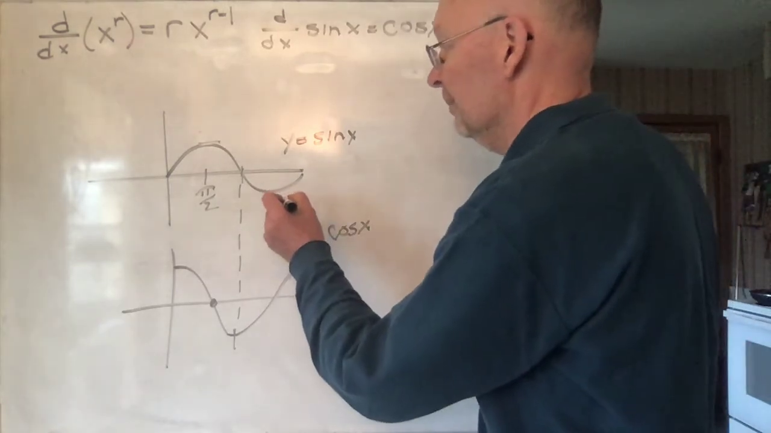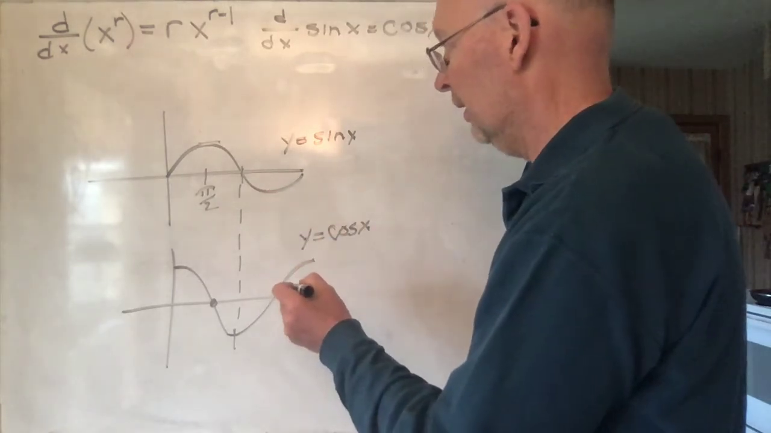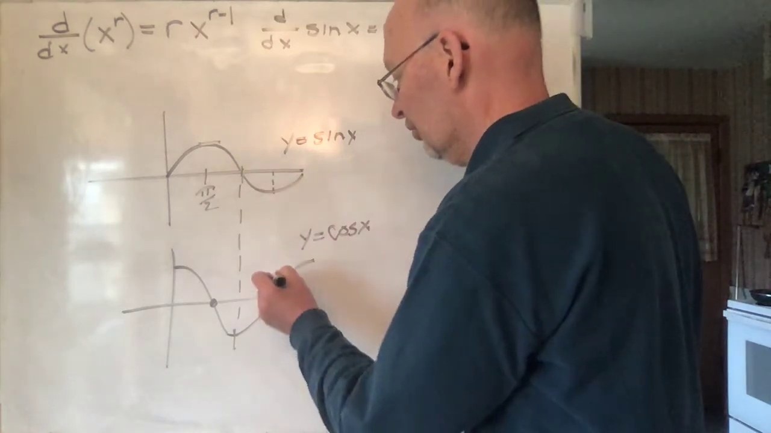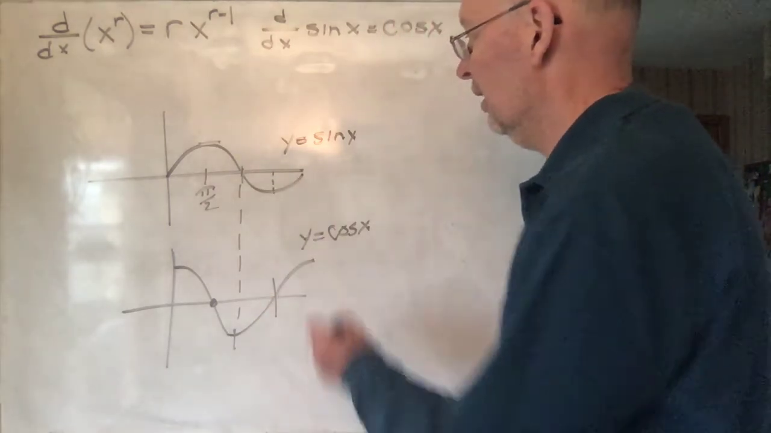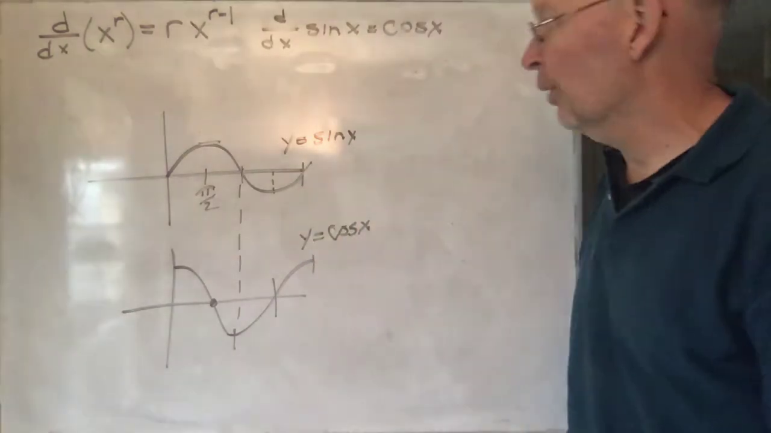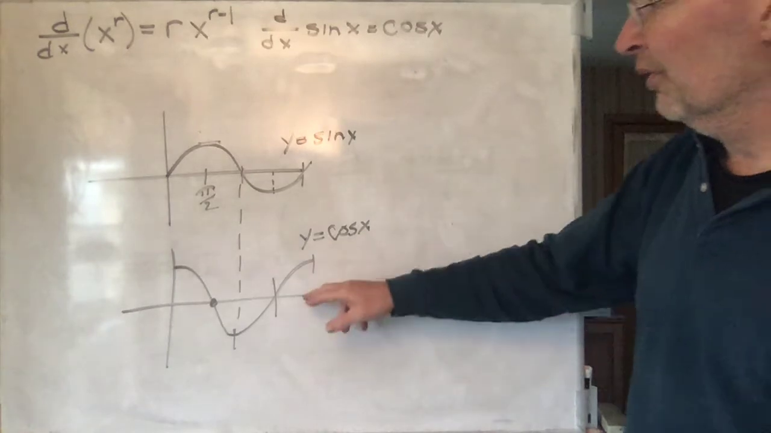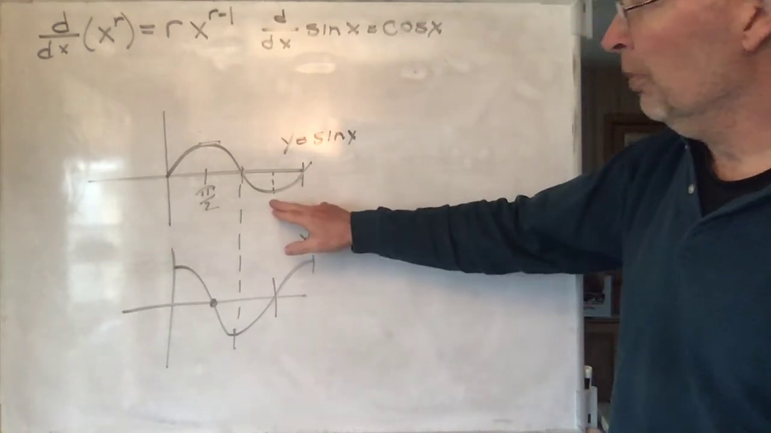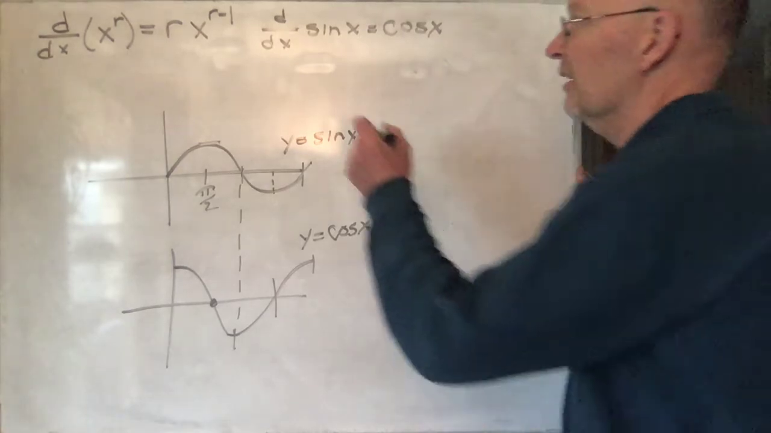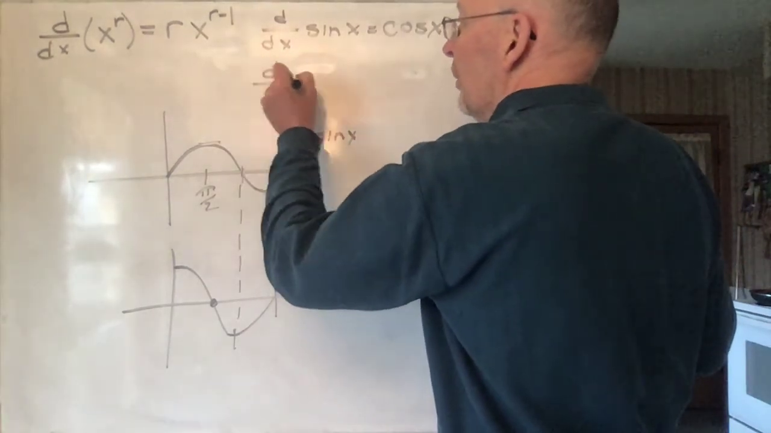Here the slope is 0 again. Sure enough, the value is 0. And here the slope is back to 1. Sure enough, the cosine is 1. So this graph here tells us the slope of this graph. Very neat. Okay? Well, can you guess about this one?